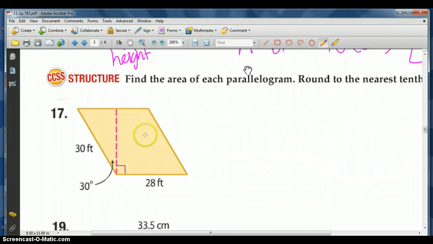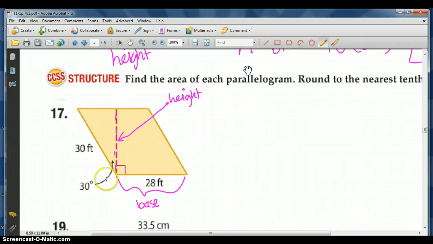On number 17, we need to find the area of this parallelogram. So let's go ahead and call this side our base. And therefore this length would be our height, because it is perpendicular to the base.